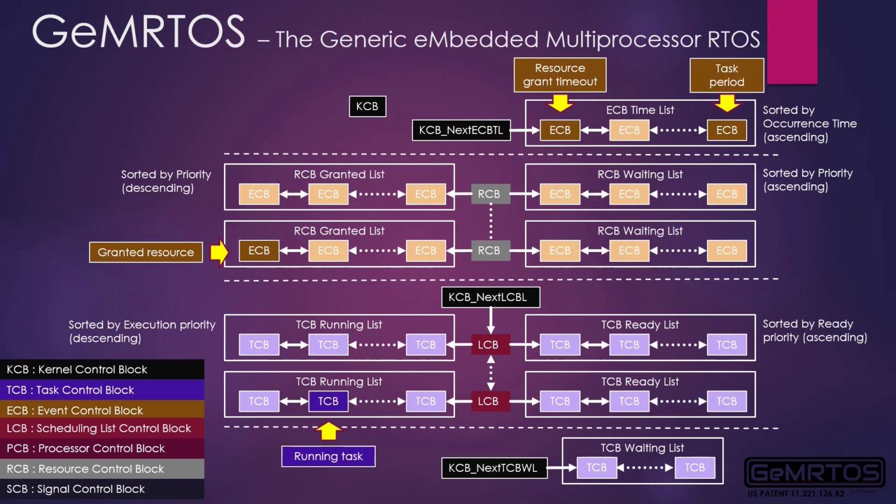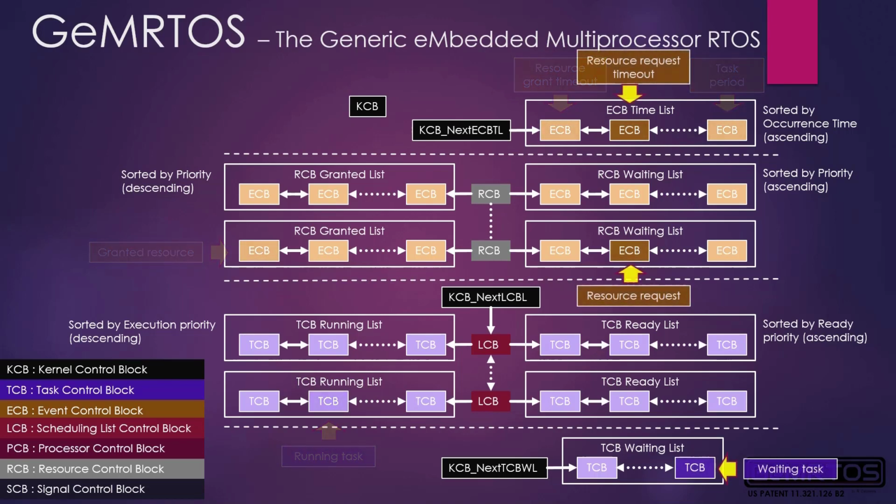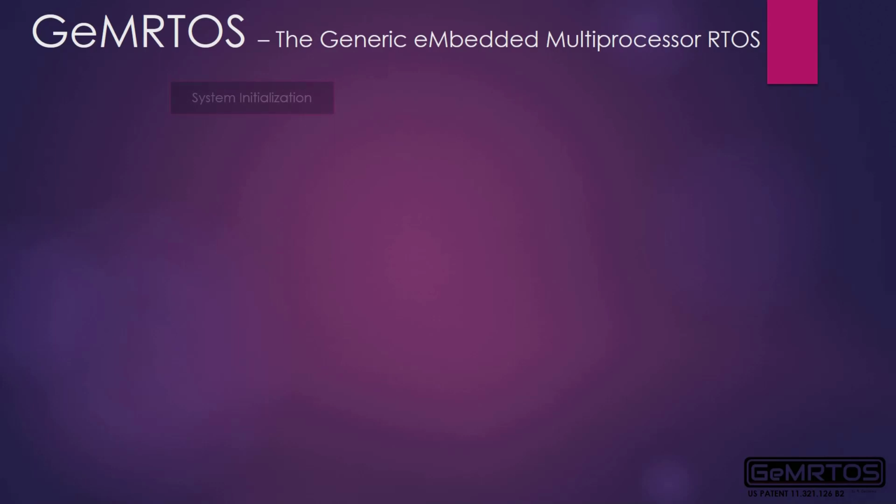The task's associated event list links all of these control blocks. A waiting task, on the other hand, may be waiting for a resource with a specific request timeout. As a result, the information held in the control blocks and how they are linked among them determine the state of a task and the system status.